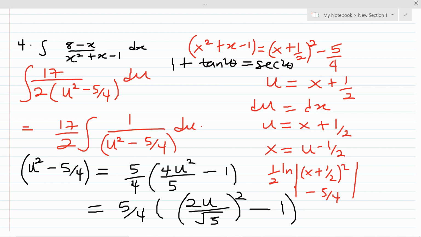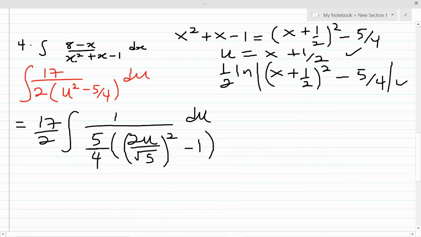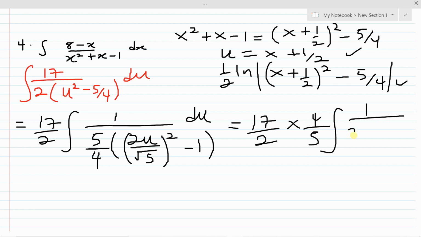Now this looks like tan squared theta equals sec squared theta minus 1. So now this whole thing is equal to 1 over 5 over 4, which will give you 4 over 5. So you get 17 over 2. Then I pull the 4 over 5 out. Then the integral of 1 over (2u over root 5) squared minus 1. This is cool, right?